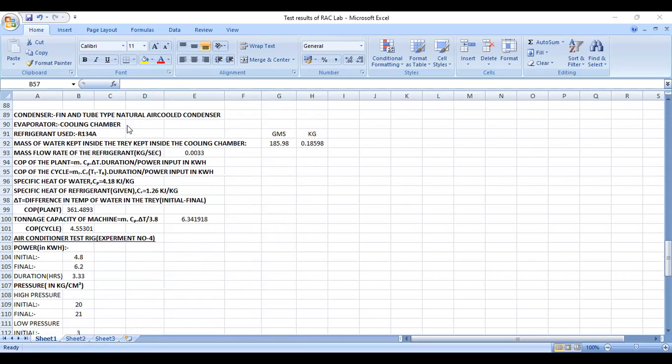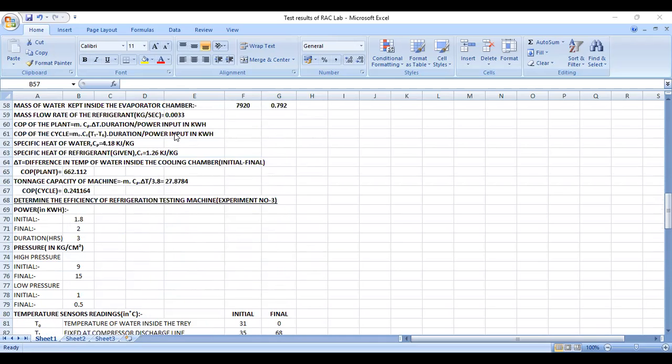So the fin type natural air cooled condenser, and the cooling chamber, just one air cooled fin type.